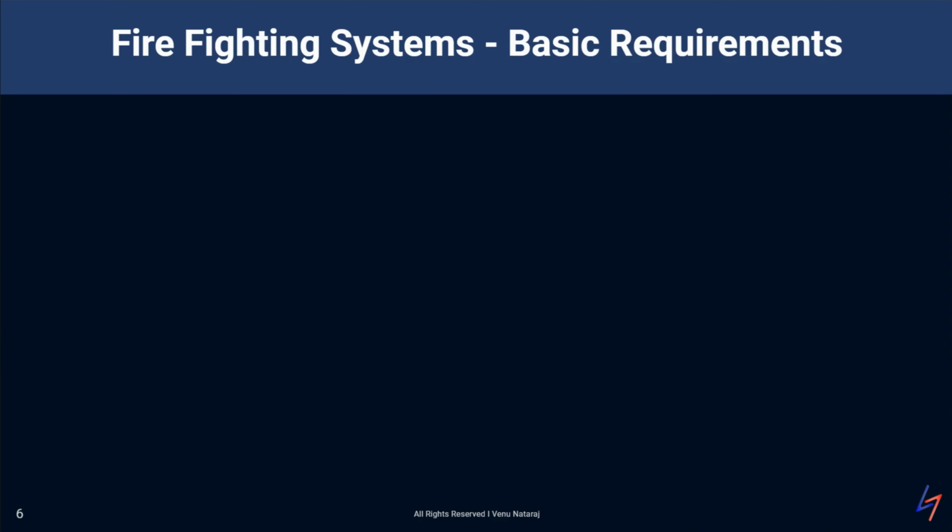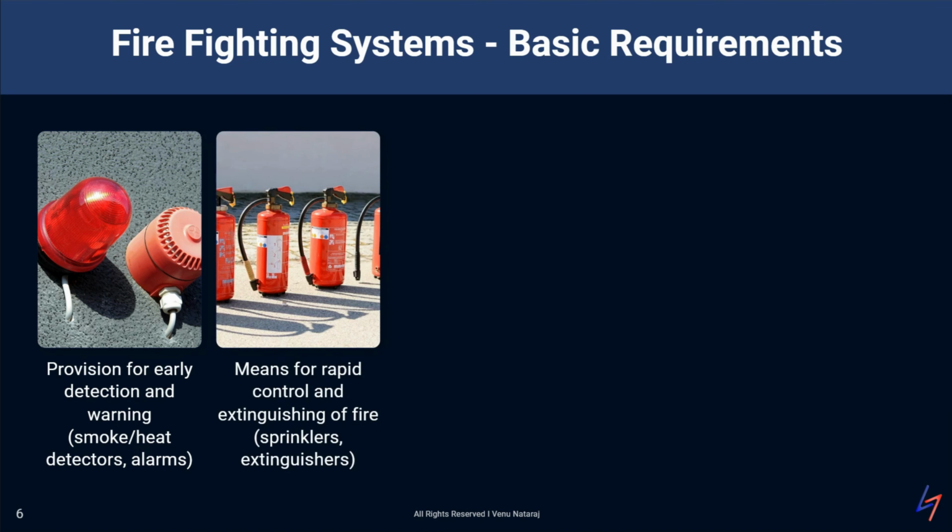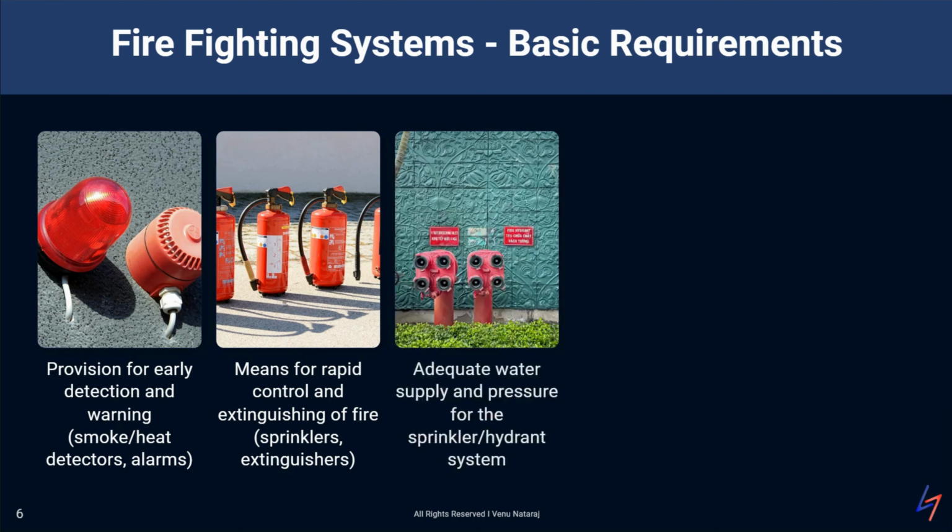Now let's look at the firefighting systems and their basic requirements. Provision for early detection and warning: smoke, heat detectors and alarms. Means for rapid control and extinguishing of fire. This is done through sprinklers and extinguishers. Adequate water supply and pressure for the sprinkler and hydrant system.